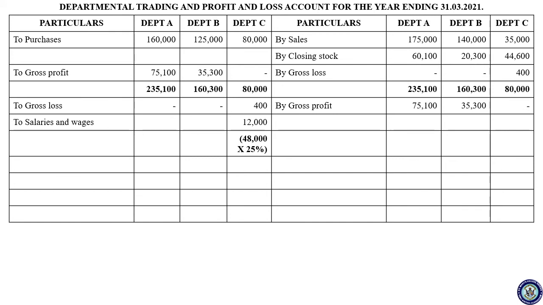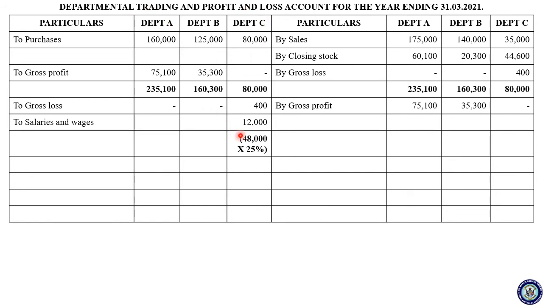So it is 48,000 into 25%. 48,000 is the total salaries and wages. In that, 25% is to be apportioned to factory. Factory means department C. So 48,000 into 25% comes to 12,000. Next, continuation: and 75% to showroom. Showroom means departments A and B.